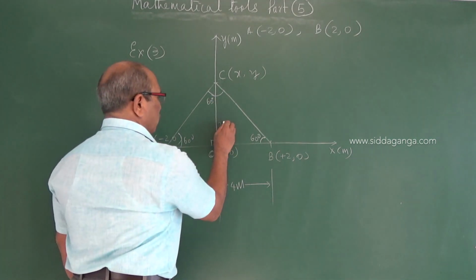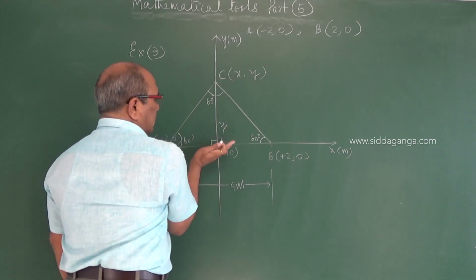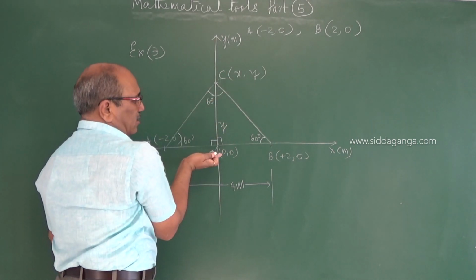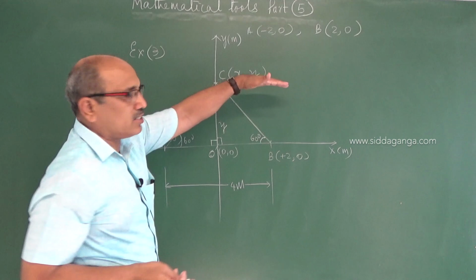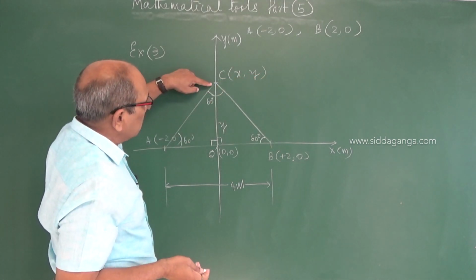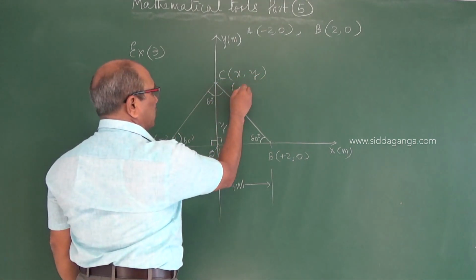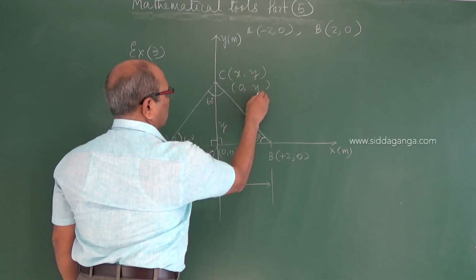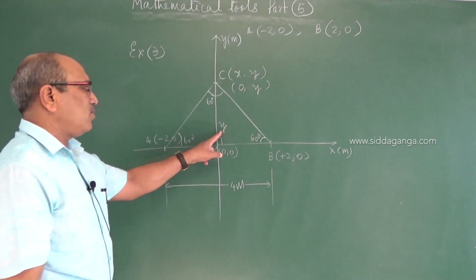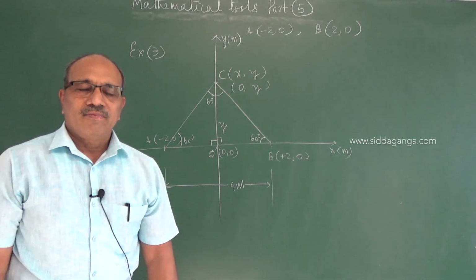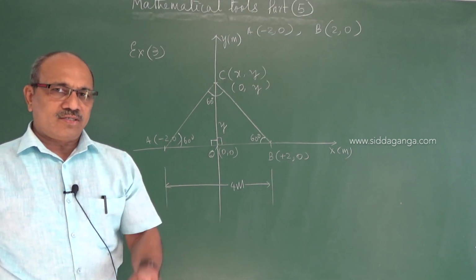And our aim is to find y. X is on the y-axis only, therefore the x coordinate is 0. But our question is to find y. I want the y coordinate. I can use two methods.